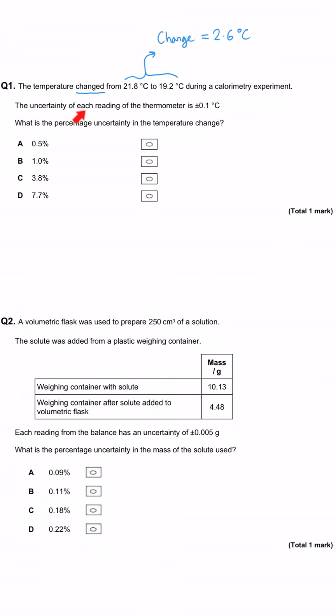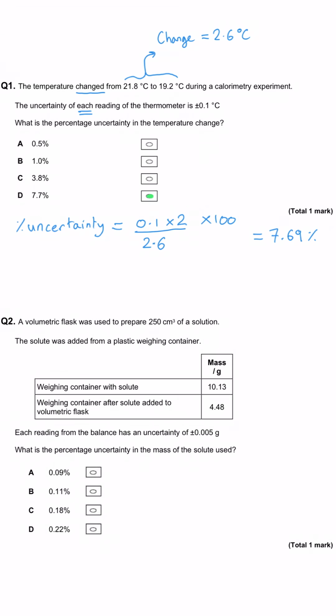They're telling us that each reading has got an uncertainty of 0.1 degrees C. When they say each reading, that is signposting the fact that multiple readings have been made, and so that absolute uncertainty is going to need to be multiplied by the number of readings that were made, and we can see here that there were 2. And so the calculation that we need to do here is 0.1 multiplied by 2 times by 100 and then divided by that temperature change, which is 2.6. And when we do that, we get 7.69%, which rounds to 7.7%, which means D is the correct answer.